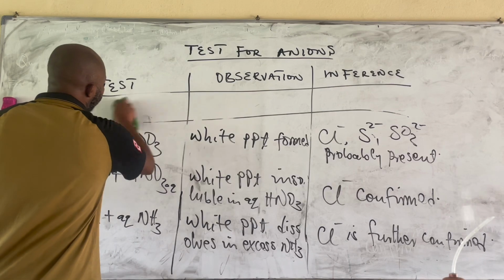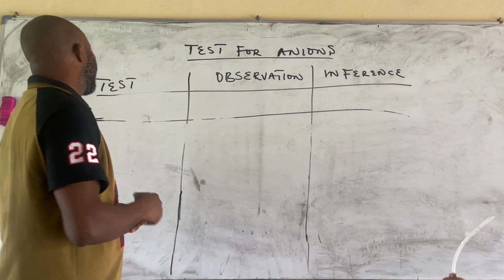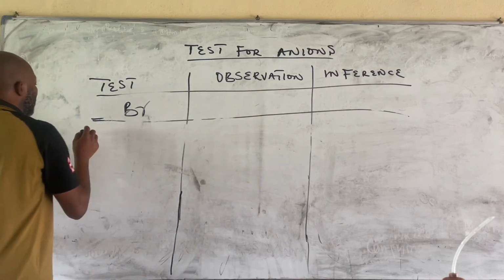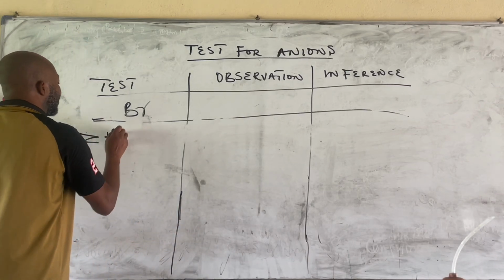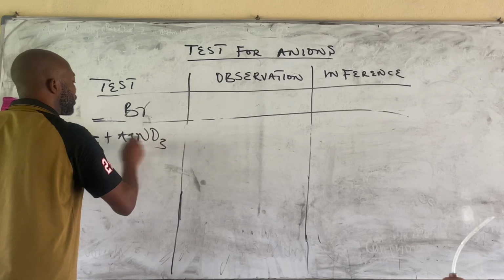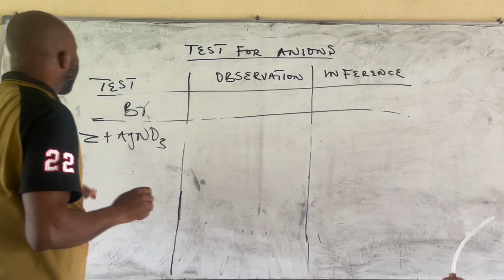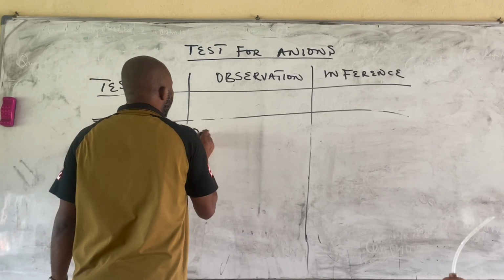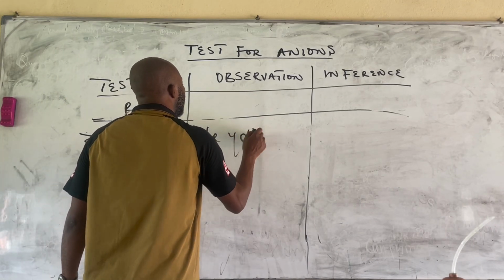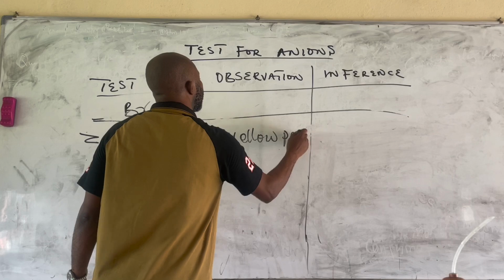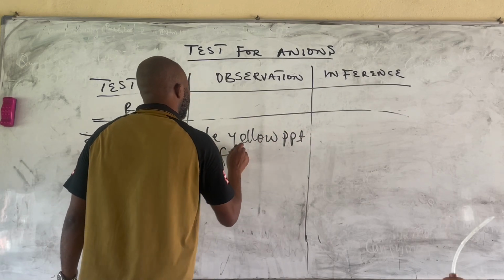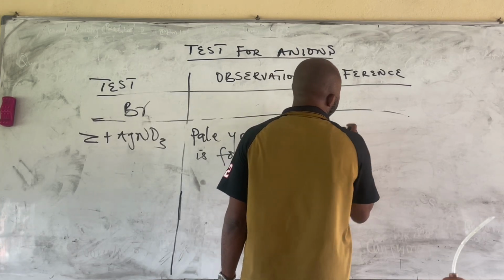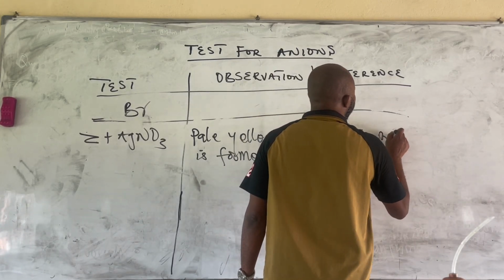So let's deal with bromine this time around. For bromine, we say sample Z plus silver nitrate solution. Now, when we added this in terms of chlorine, we had a white precipitate. Now we have a pale yellow precipitate formed. We say bromine is probably present.